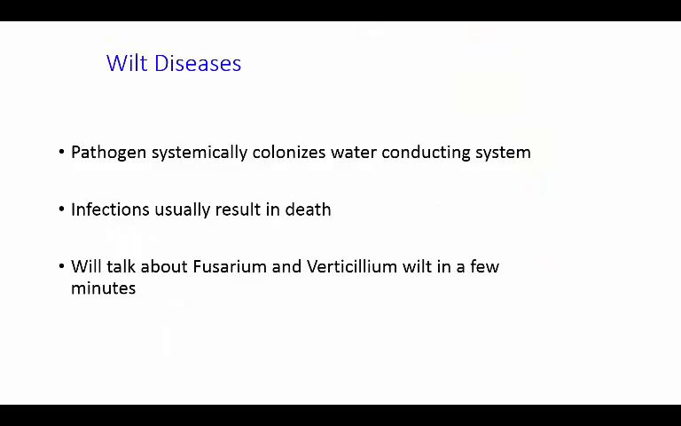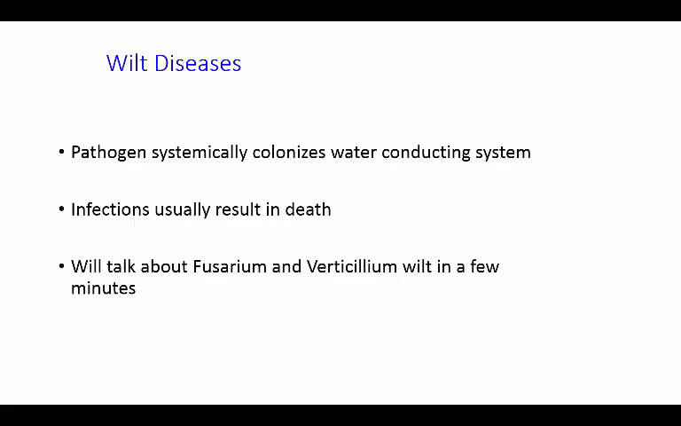Okay, we'll talk about wilt diseases now. Wilt symptoms can be caused by many factors, including just drought stress, but with the true wilt diseases, a pathogen colonizes the water conducting system in the plant, and that's what causes the wilt. The infections usually result in death, and in the meantime, plant growth can be slowed and yields are reduced.